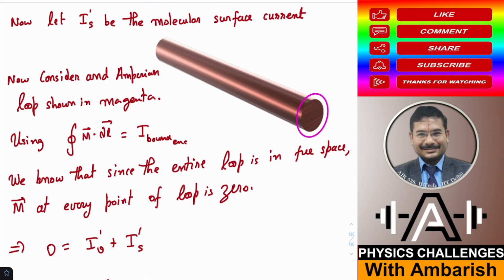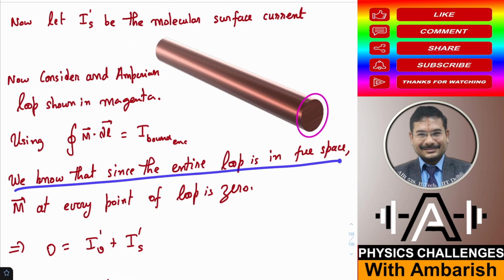So once again, I can consider an Amperean loop completely outside the conductor, and I can now say integral M dot dl is I bound enclosed. But you see, this loop is entirely in free space, right? So I could have drawn it somewhere here also. So the loop is entirely in free space, so magnetization on the loop is 0. So that means net bound current enclosed is 0. So what is the total bound current enclosed? That is the surface molecular current enclosed plus the volume molecular current enclosed. So that's what I've done.